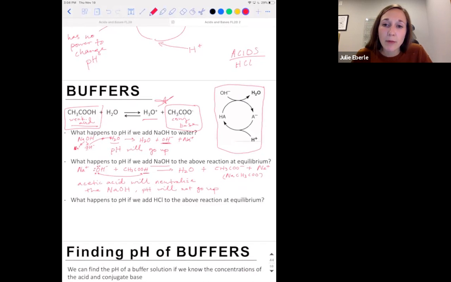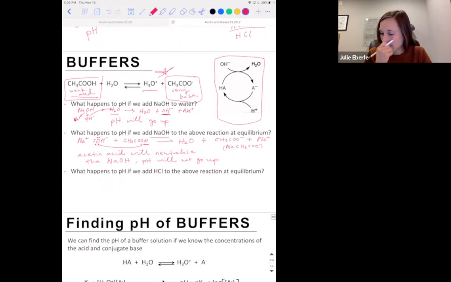And when we work a buffer problem, you might see that pH fluctuates a very, very small amount. So when we say it's not going to go up, we mean it's not going to go up drastically. It might go up like 0.1 or 0.05. But that's a pretty good buffer if it's keeping the pH within 0.1 or 0.05 of its original pH.